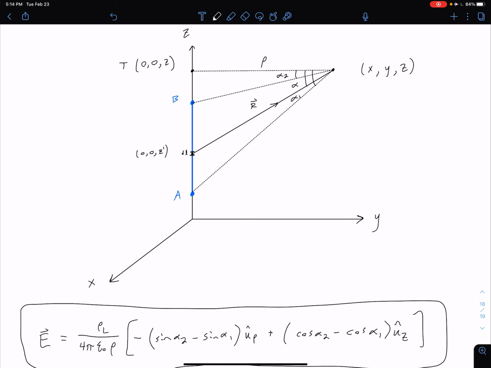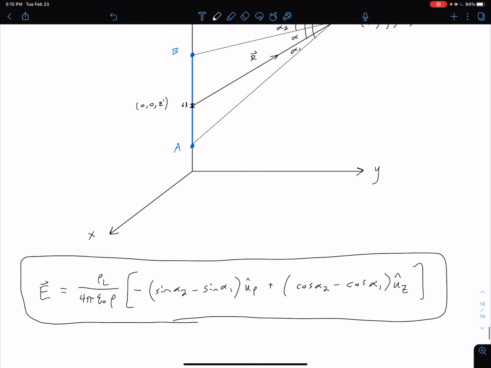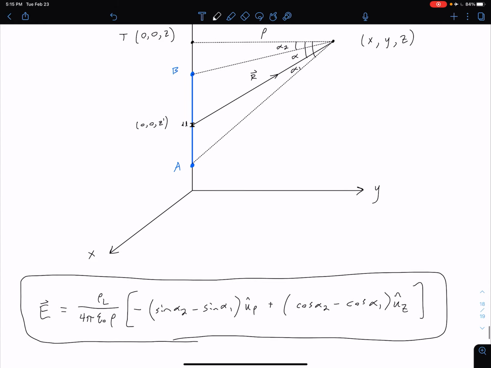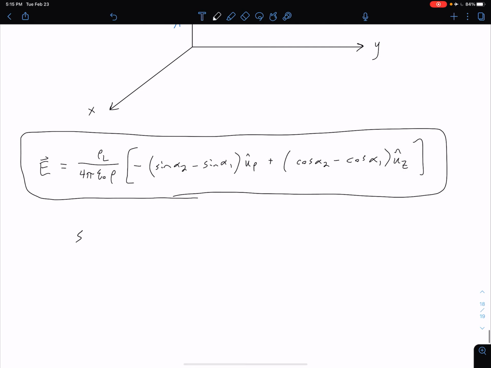In this video, let's take a closer look at the end result for our electric field due to a finite line charge along the z-axis. So I've copied here again our figure that we've been using, as well as our final result from the previous video, our electric field expression. And so what I want to do now is let's consider a special case where we have an infinite line charge.